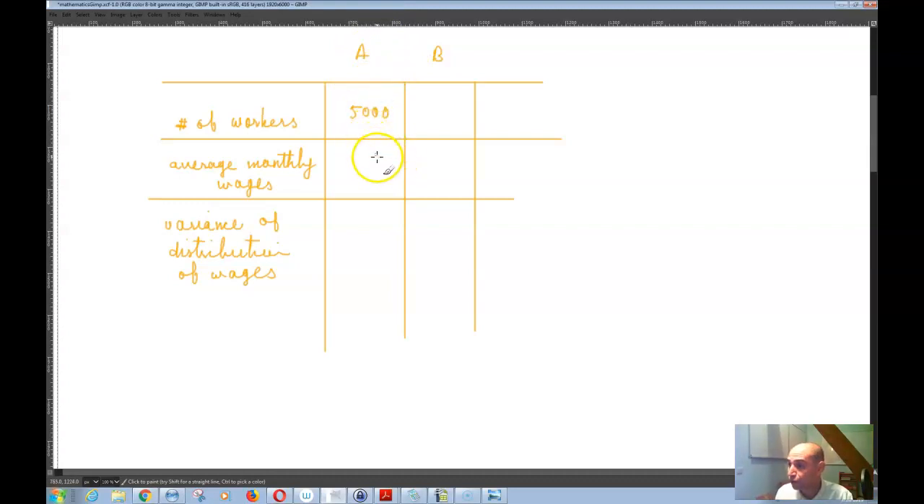Their average monthly wages was 2,500 rupees. Over here, the number of workers was 6,000, and their average monthly wages was 2,500 rupees. You can see that the average monthly wages, or X bar, is the same, meaning that X1 bar is equal to X2 bar. That's basically why we can compare the two distributions. Otherwise, based on what we said, you wouldn't logically be able to do that.